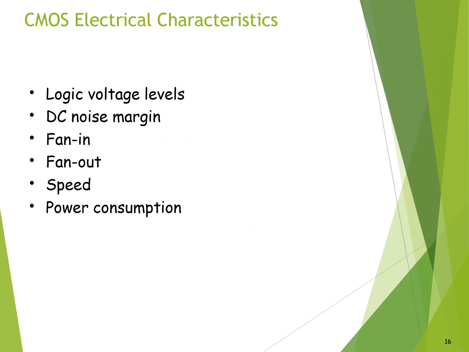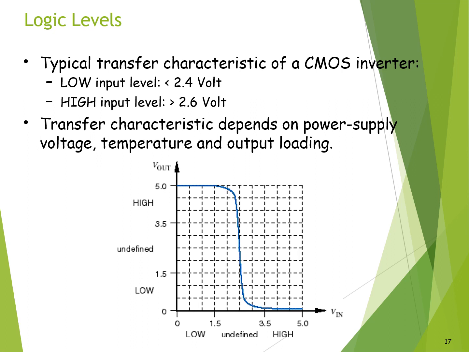Right. So the final summary comes in these points: logic, voltage levels, DC margin, fan in, fan out, speed, power consumption, which are supposed to be the characteristics of CMOS. So coming to the logic levels, the transfer characteristic of the CMOS inverter says the lowest input level that is possible is lesser than 2.4 volts and the highest input level that is possible is greater than 2.6 volts. The transfer characteristics basically depend on so many factors, that is power supply voltage, temperature and output loading.